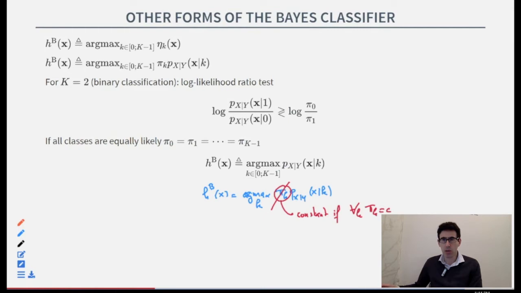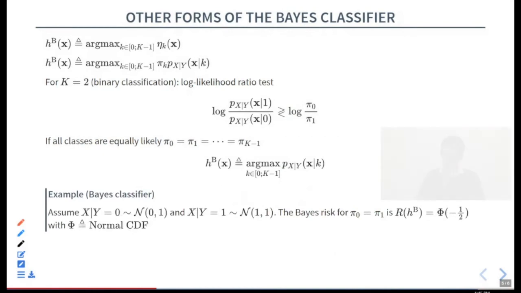The one thing I would emphasize, and I can't emphasize that enough, is that in general, this is not the same thing. It is really only the same thing if you can guarantee that your priors, pi k, are all equally likely. So be careful with that, because I can guarantee you that this is where I would see mistakes in the homework. So there's a difference between maximizing p of x given y or p of y given x, and it's only the same thing if your priors are equally likely.